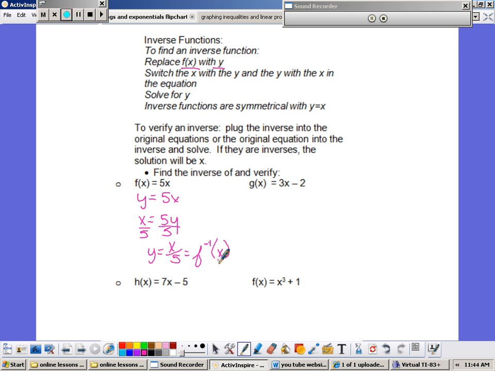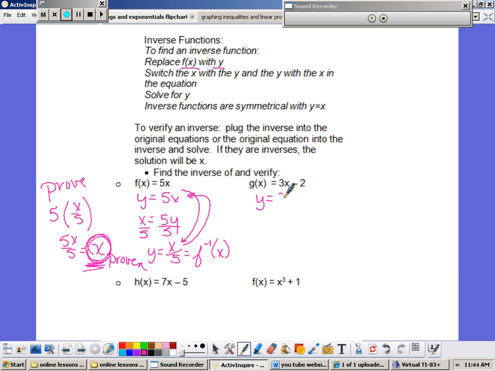Now, to prove it's an inverse, I take the inverse and I plug it back into the original. So 5 times x over 5 gives me 5x over 5, or x. If x comes out, it's proven. I could also take this and plug it in here. It makes no difference if I take the original and plug it into the inverse, or the inverse into the original. But what's supposed to come out to prove it is that there's an x.